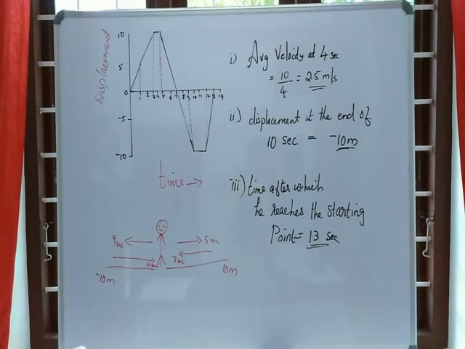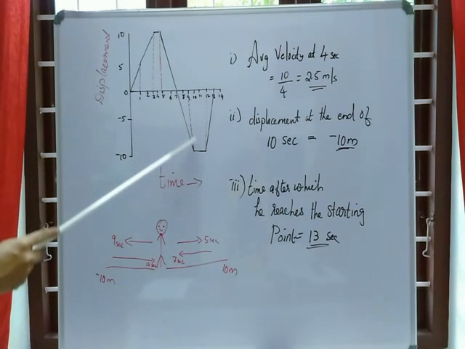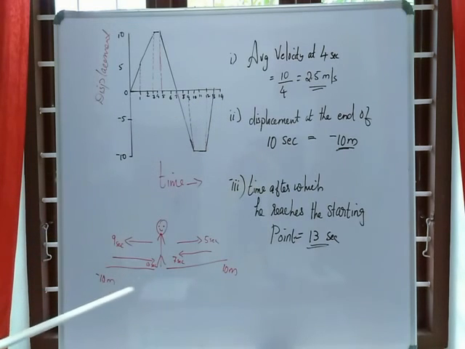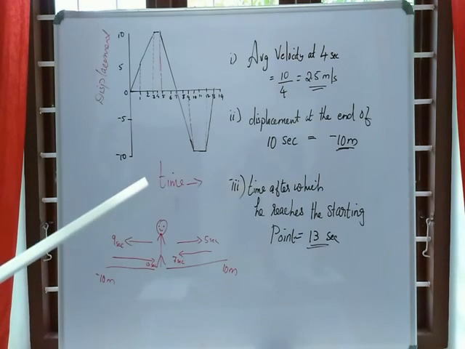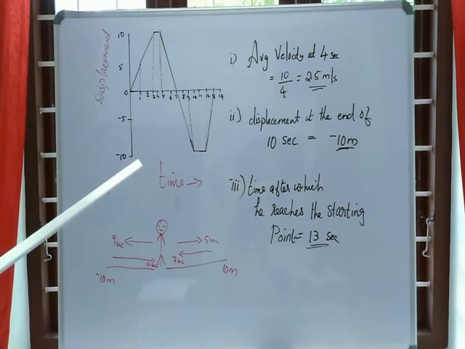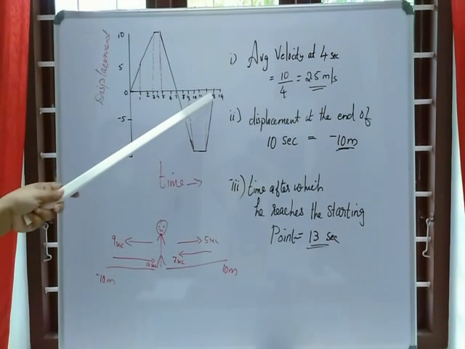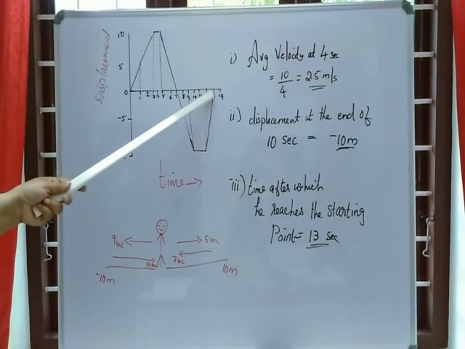And the last sub-question is the time after which he reaches the starting point. Starting point is 0. Then he reaches 10 meter. Then first he reaches the starting point again at the 7th second. Again he goes in the opposite direction and again goes to the starting point. That is the 13th second. At the 13th second, the boy reaches the starting point again.